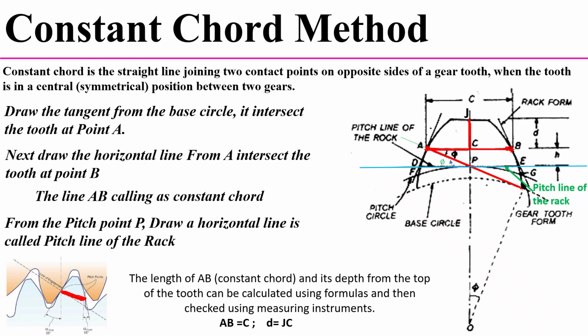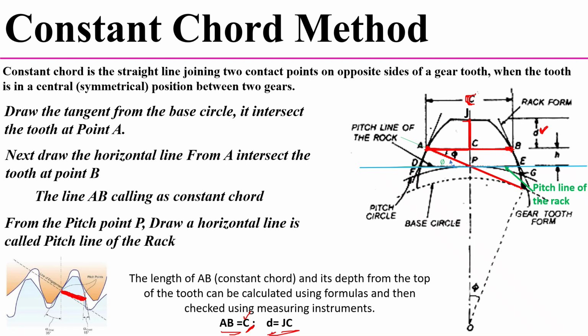So let's consider the length of AB as capital C, and small d is the depth from the top of the tooth, which is equal to JC. So JC we are calling the depth of this chord position, and we use the notation small d. So small d equals JC, and the length of the chord AB we denote by capital C. Now we have to determine this C value and d value.